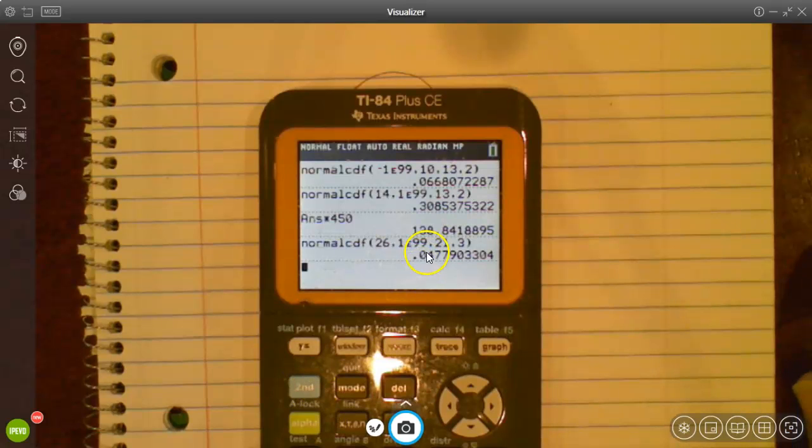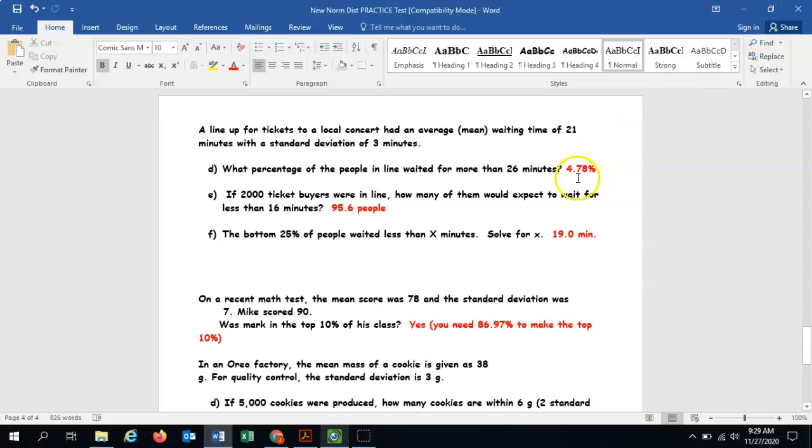So we are going to get about 4.78% if we round that accurately. So that's where that one's coming from. Here's the expected number question. So again, you want to get the percent first and then multiply it times 2,000, which is our sample size.